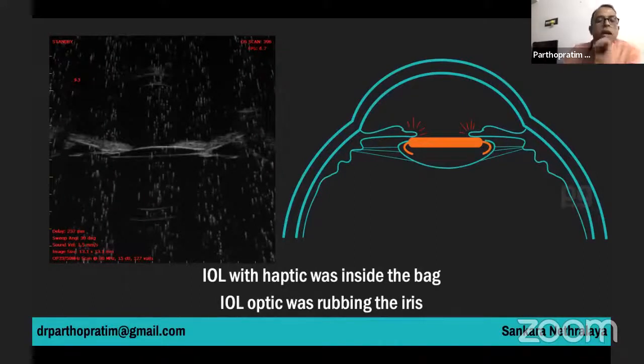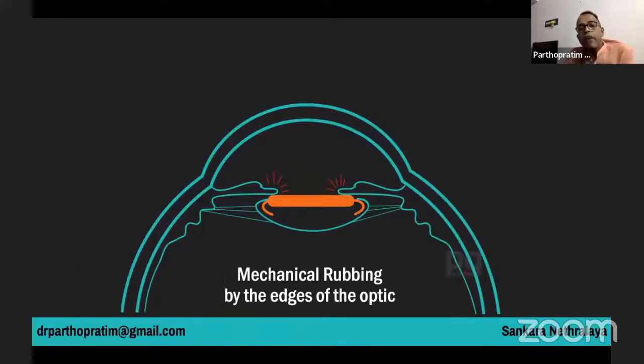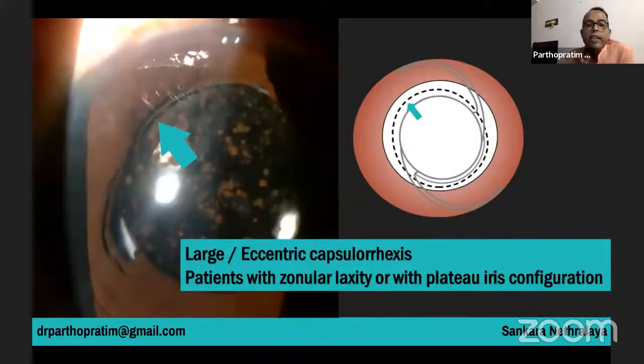I'm sorry for this poor quality of UBM picture, but you can see here it showed the IOL haptic was inside the bag, but in undilated condition, it was showing that the IOL optic was rubbing the iris. Just like this graphical representation, it was rubbing the iris here. So mechanical rubbing by the edges of the optic can rarely cause this kind of chronic uveitis.